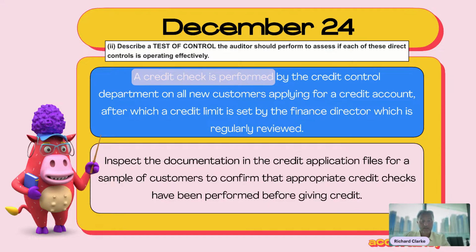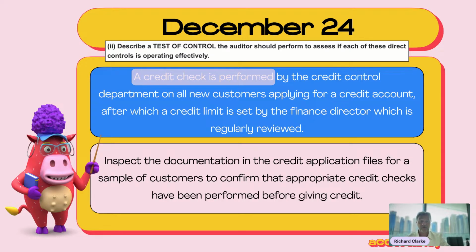A credit check is performed. Yeah. So how are we going to prove it? So let's just have a look at the examiner's answer. Inspect the document. So inspect, notice the word, not check. What? The documentation. So inspect the documentation in the credit application file for a sample of customers to confirm that appropriate credit checks have been performed before giving credit. Kind of makes sense, isn't it?